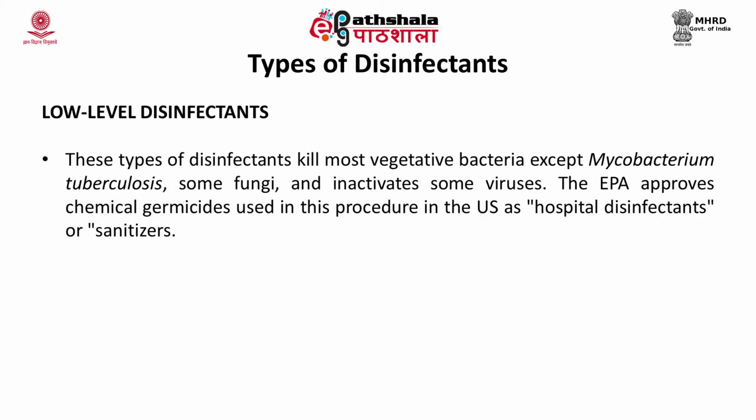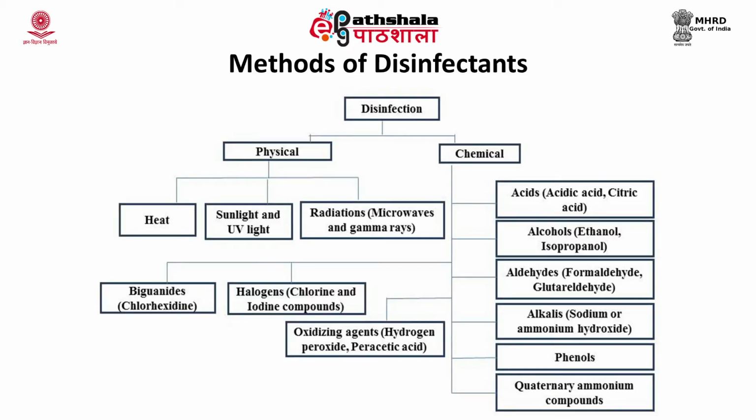The third level of disinfectant is the low level disinfectants. These types of disinfectants kill most of the vegetative bacteria except Mycobacterium tuberculosis, some fungi, and also inactivate some viruses. The Environmental Protection Agency approves these chemical germicides as hospital disinfectants or sanitizers. Different methods of disinfection: as you can see in the figure, disinfection can be achieved either by a physical process or by a chemical process.